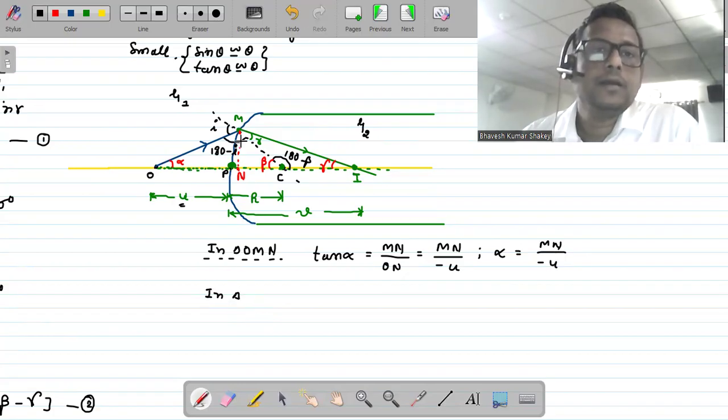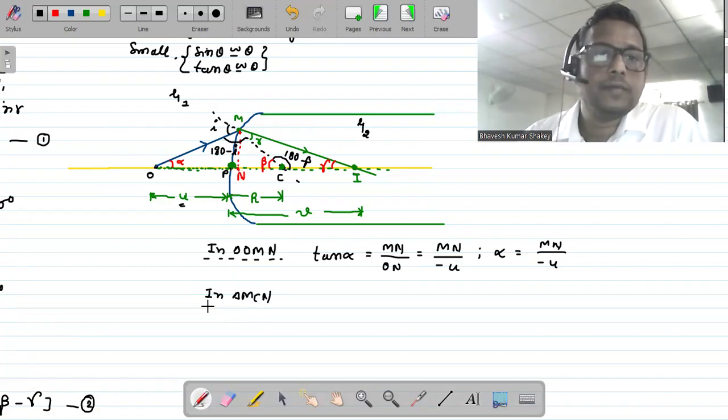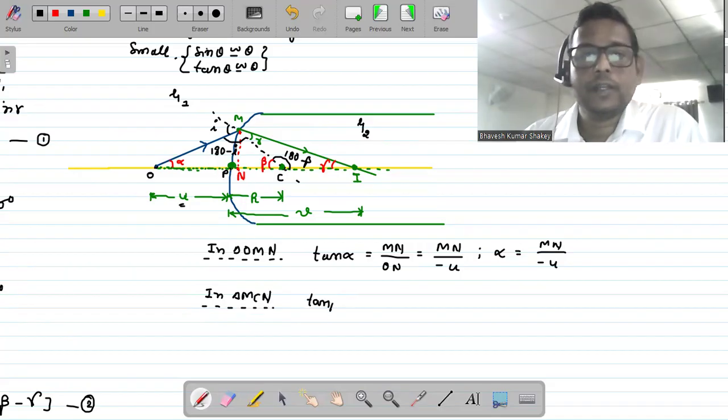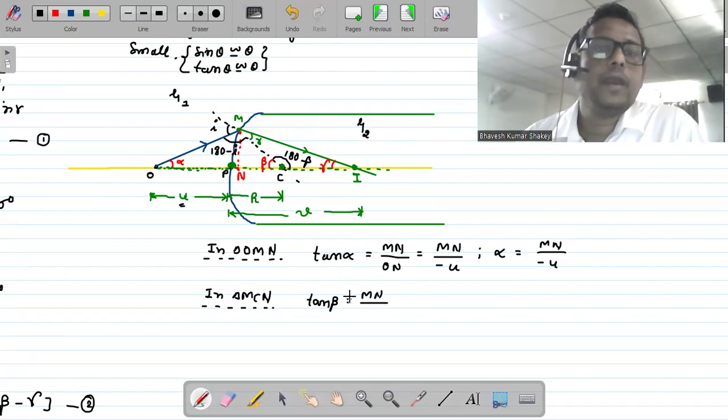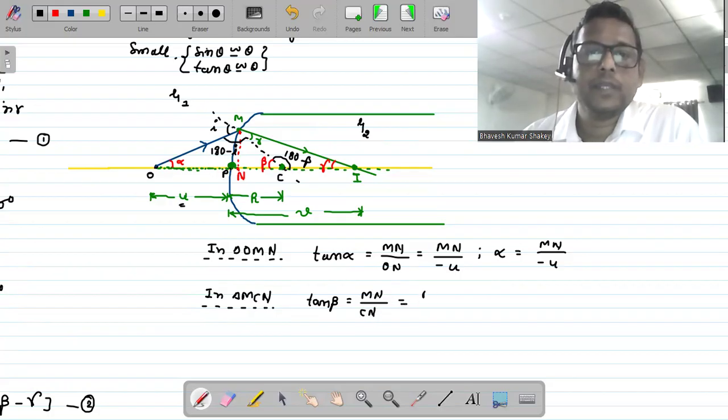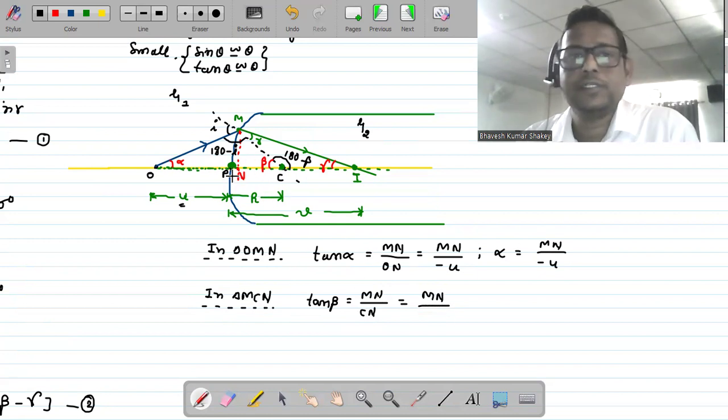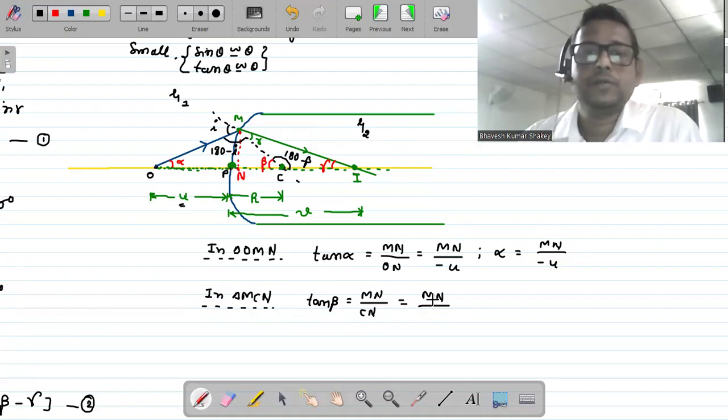In triangle MCN, tan beta is equal to MN divided by CN. Keep MN as MN, and this CN is R, and R is positive because the distance you take is from P to C. So MN divided by R, and I can write beta is equal to MN divided by R.